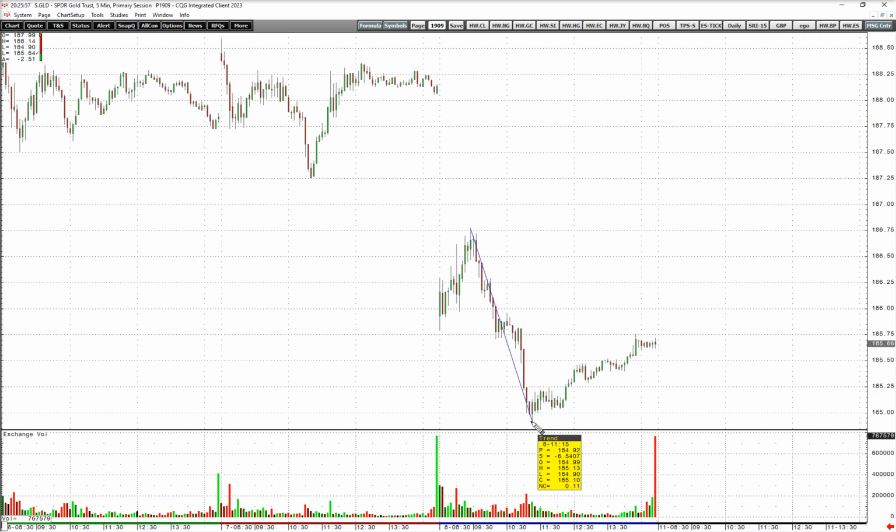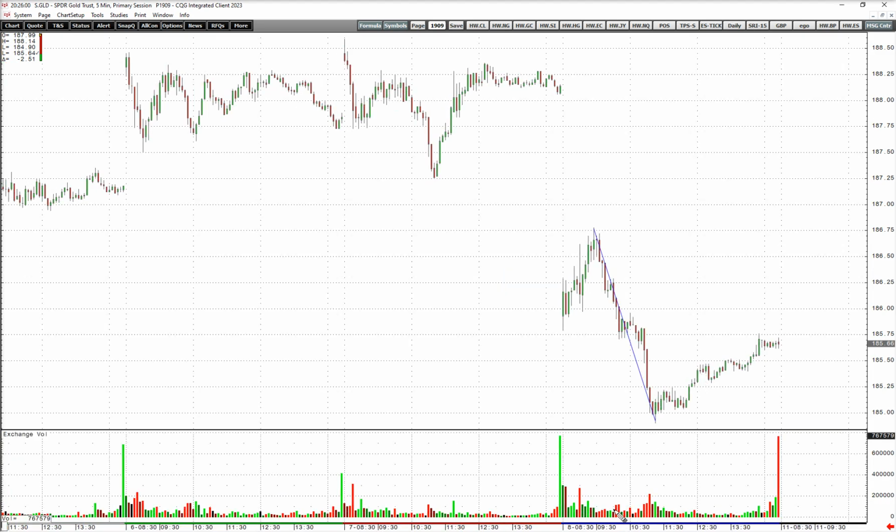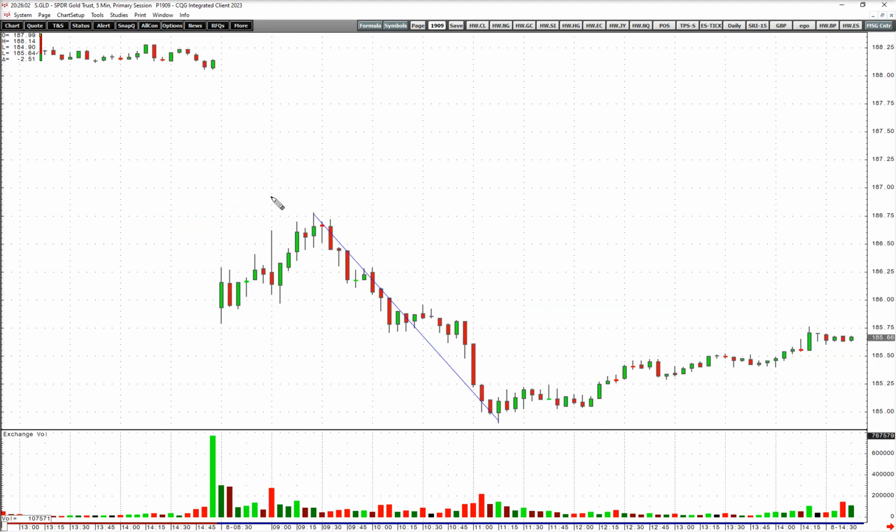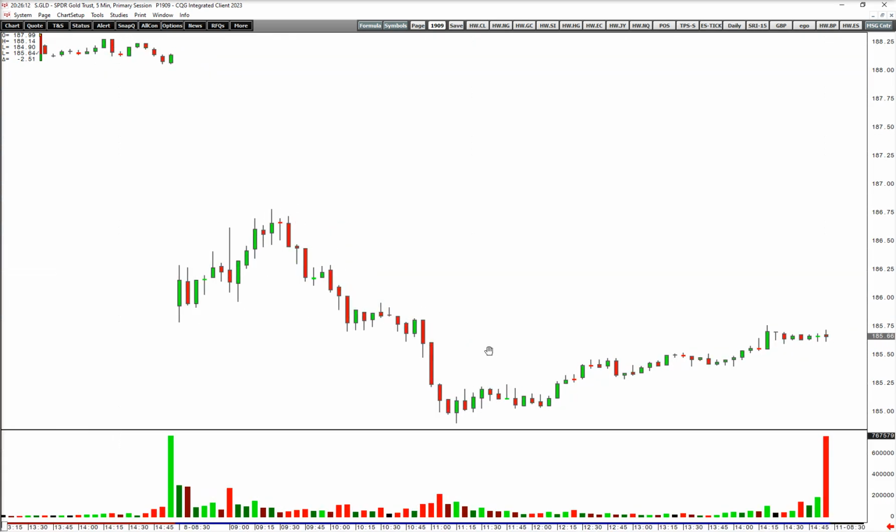And note that the word positive feedback loop just means that selling begets selling, and you have a trend, or buying begets buying, and you have a trend. It's not about which direction it's going. The act of trending makes it a positive feedback loop.